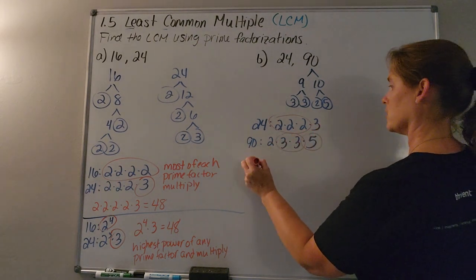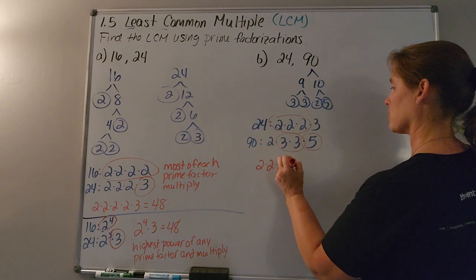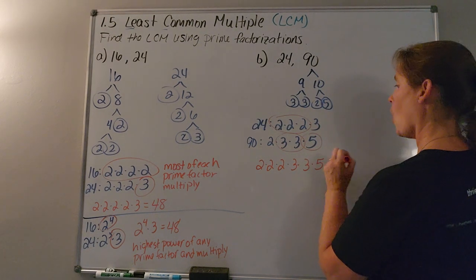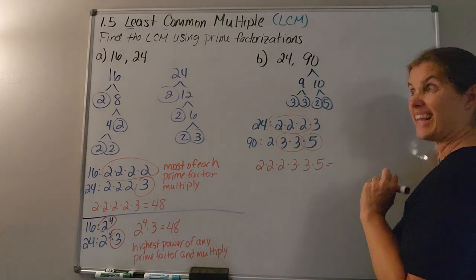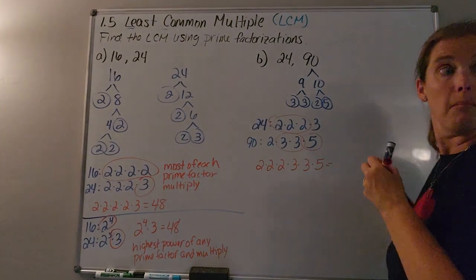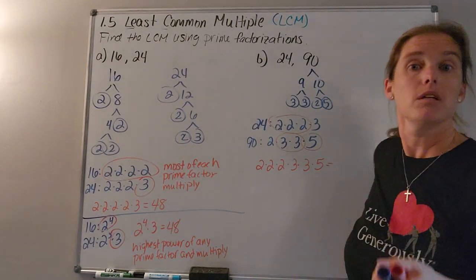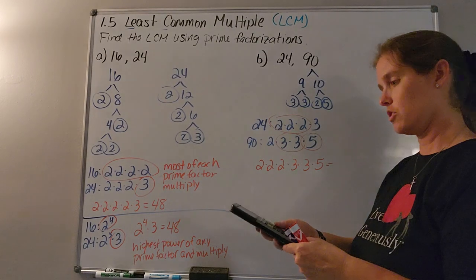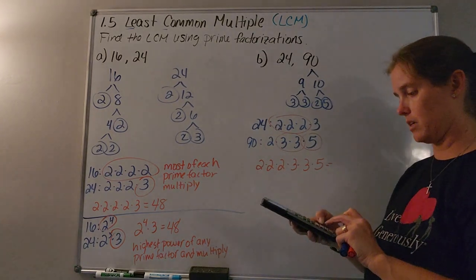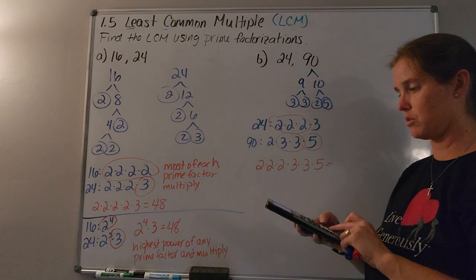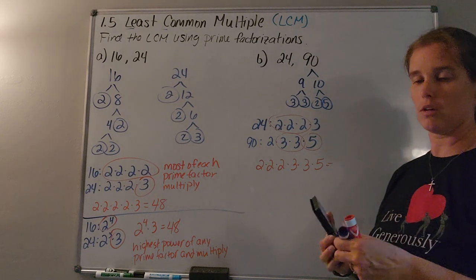And I'm going to multiply. 2 times 2 times 2 times 3 times 3 times 5. Whew. That's a lot of numbers, isn't it? Maybe you can sit there and multiply it all, or you can use a tool like a calculator to help you out a little bit. 2 times 2 times 2 times 3 times 3 times 5 is 360.